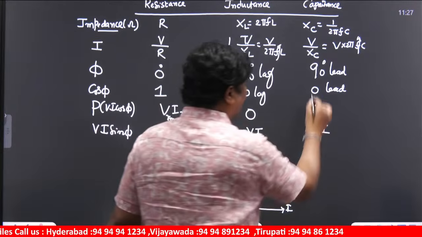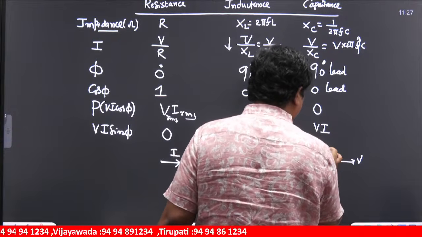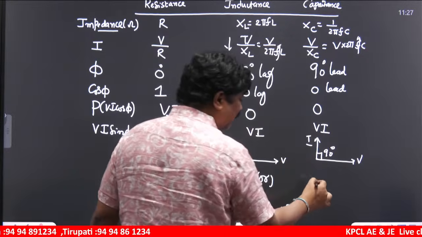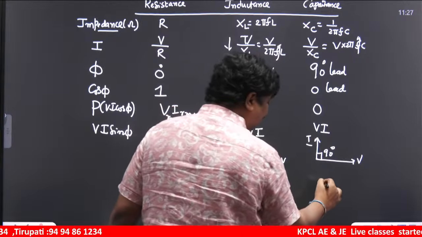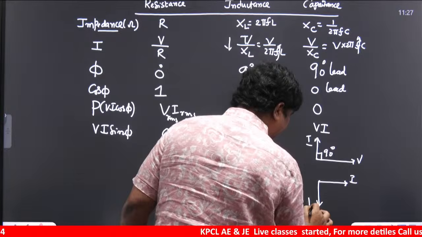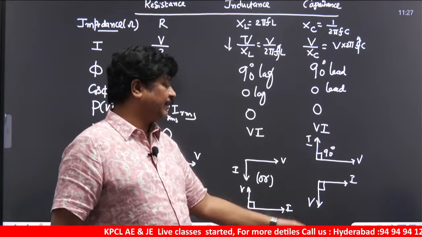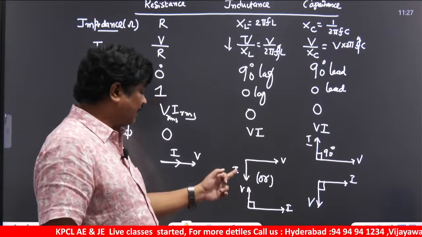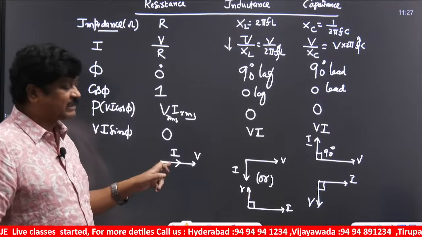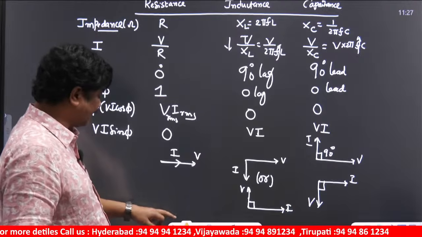Next, what about the capacitor? When voltage is here, current is like this. This is 90 degrees. And the alternative diagram: suppose current is here, voltage is like this. Here current is leading by 90, and in the inductor current is lagging by 90. In the resistor, voltage and current are in phase. These are the vector diagrams.